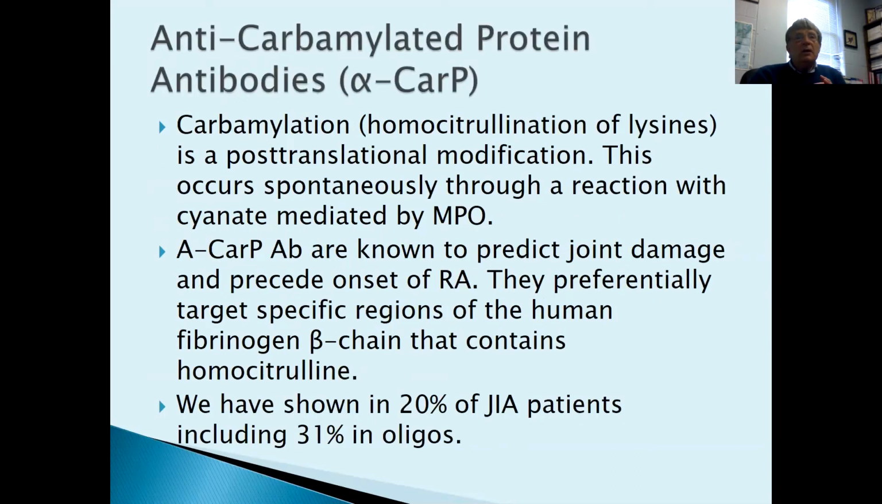A newer antibody, which we have reported in juvenile arthritis and other groups have reported in RA, rheumatoid arthritis, is anti-carbamylated protein antibodies, anti-CarP. Carbamylation or homocitrullination of lysines is a post-translational modification. And this occurs spontaneously through a reaction with cyanate mediated by myeloperoxidase. Anti-carbamylated protein antibodies are known to predict joint damage and precede the onset of rheumatoid arthritis, and therefore may be a forerunner of more severe disease. These are not readily available in most labs, but can be obtained.